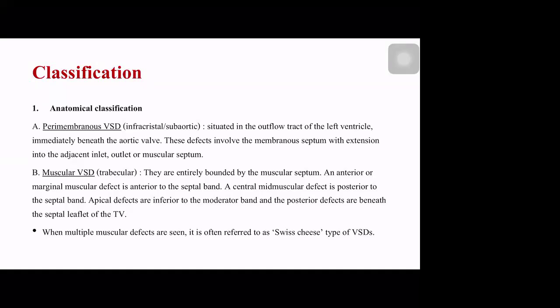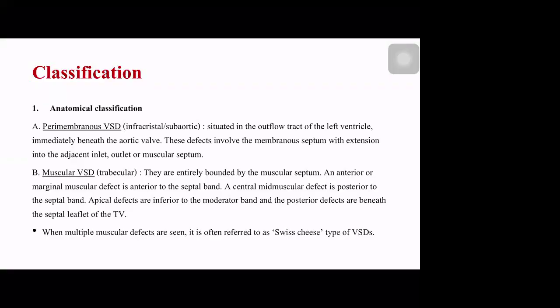The muscular or the trabecular part, they are entirely bounded by the muscular septum. Now, muscular VSD can be again reclassified into different types according to their location.